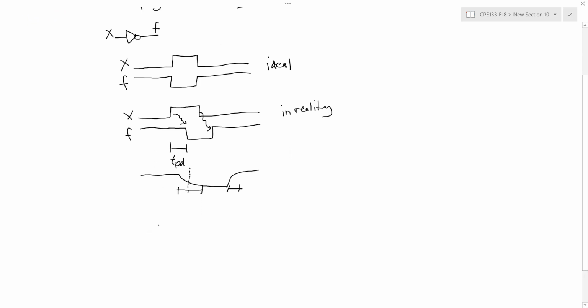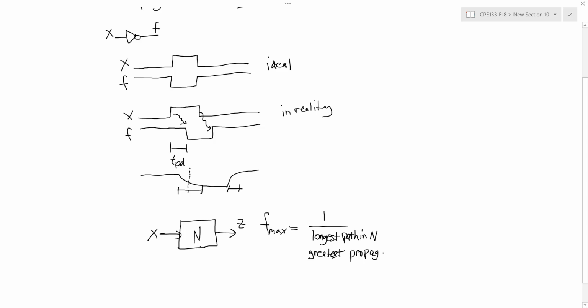Now this is important because the propagation delays are going to determine how fast I can run my circuit, or in other words, how fast or frequently I can put new inputs into my circuit. So say I had a combinational circuit, and I want to determine what's the maximum frequency that I can run this circuit, or in other words, put new inputs here on X, and then get the corresponding output Z. And in fact, this is going to be determined by the inverse of the longest path through this circuit. Or in other words, the greatest propagation delay through it, from any of the inputs changing to any of the outputs.